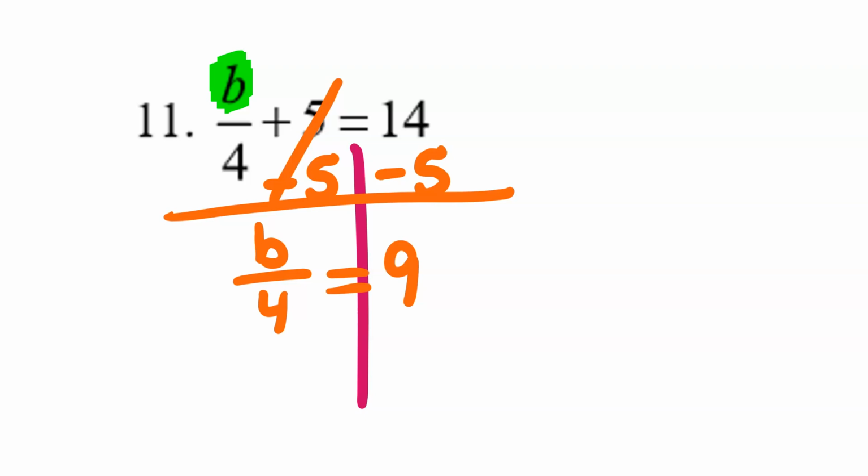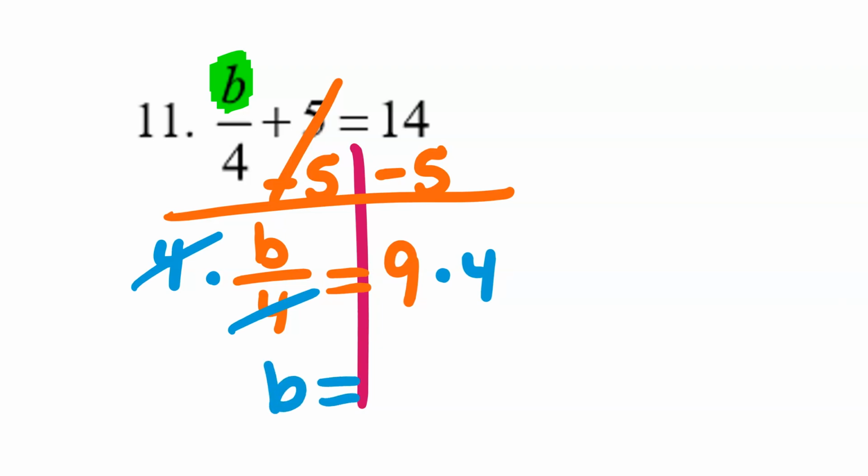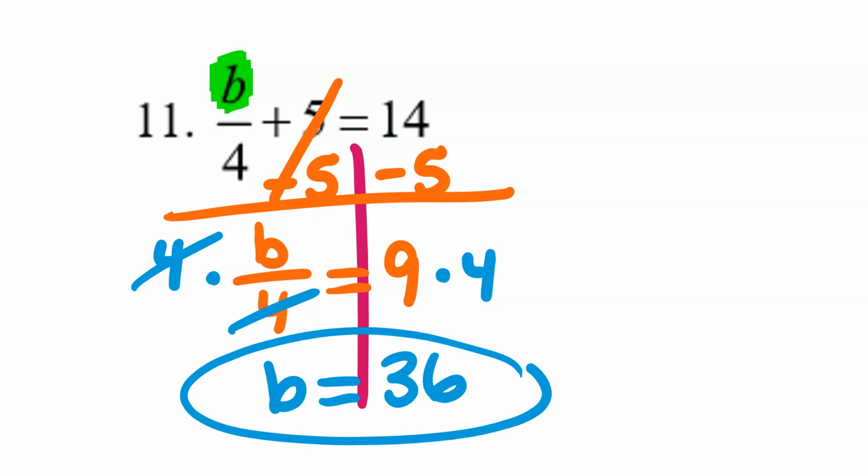And then I need to get rid of the 4. So the 4, remember, it's on the bottom of a fraction. It's like division. Opposite of division is multiplication. So I'm going to do times 4 on each side. That makes that go away. And I have B equals 9 times 4 is 36. And that's going to be my answer on number 11. Again, you can plug in and check your answer if you want to. It is safer on your test. I'm not going to do it just to save you guys some video time.